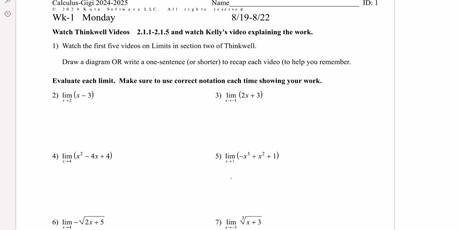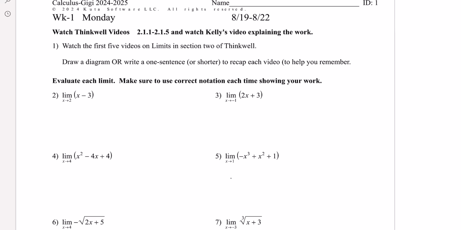What would be helpful to you is, on the back of this paper or another paper, draw a quick diagram of something, or a couple of words or a sentence to recap each video. So for example, put 2.1.1 video, or maybe the name of it, and then draw yourself a little reminder of what that is. Just in case you want to review instead of watching the video, you have this thing that might make you remember what it is.